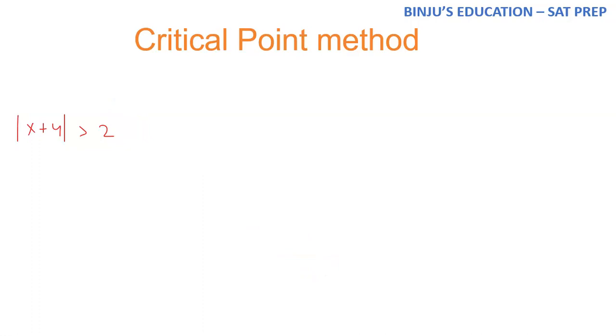So if I have mod of x plus 4 is greater than 2, I will use the critical point method. I'm not going into the distance concept. So first of all, calculate the critical point. For that, you will have to put x plus 4 is equal to 0, which will give you x is equal to negative 4.